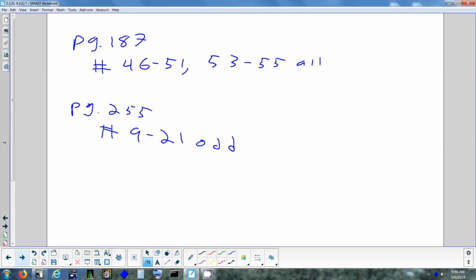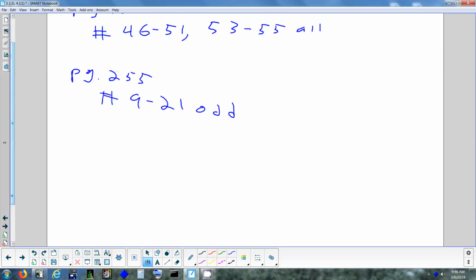So the homework, page 187, that's the yes and no kind of questions. So 46 to 51, 53 to 55, all. They're all either true, false, or yes, no. And then page 255, 9 through 21 odd, that's practicing the sine, the cosine, the tangent, all that stuff. And the last 2 problems we just did.